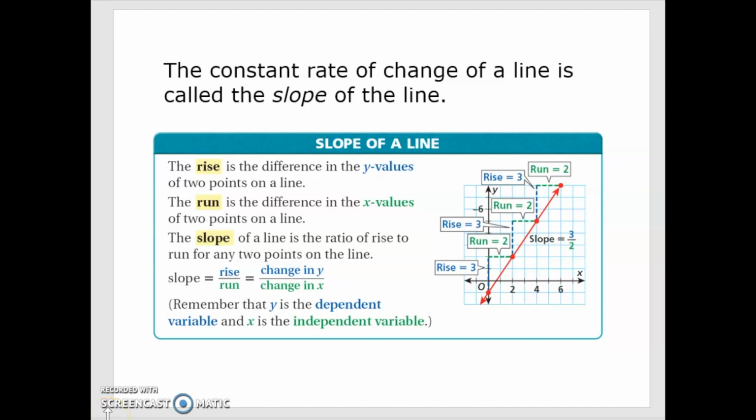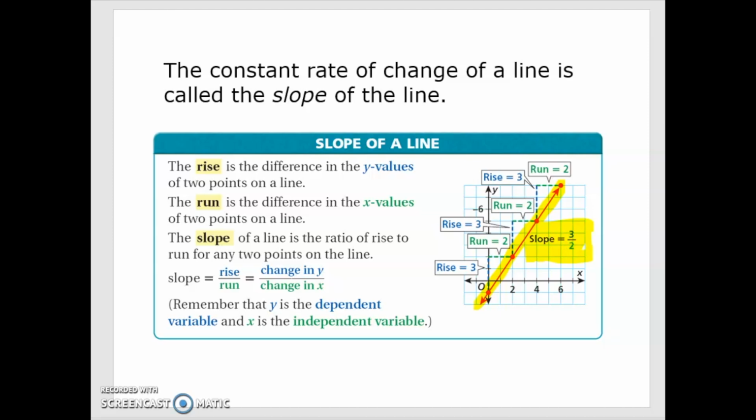Students, today we're going to continue looking at graphing and we're going to talk about the slope of a line. So when we're looking at our line, the slope talks about how steep the line is. So when we're looking at this line here, is it really steep? Is it really flat? The slope is a number that represents the steepness.